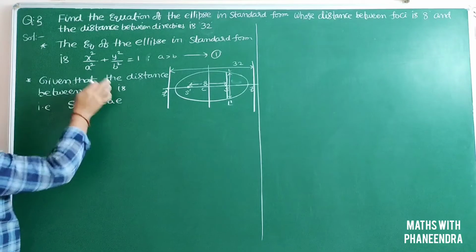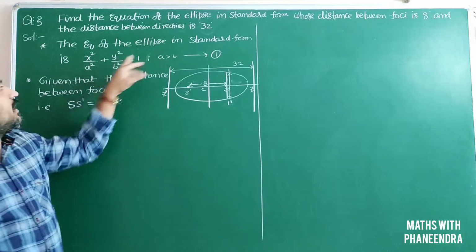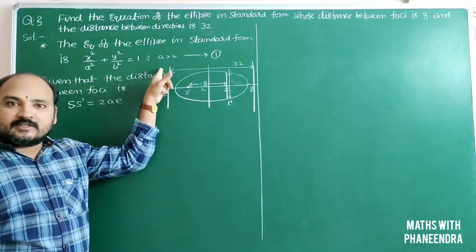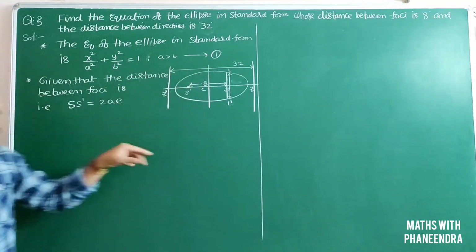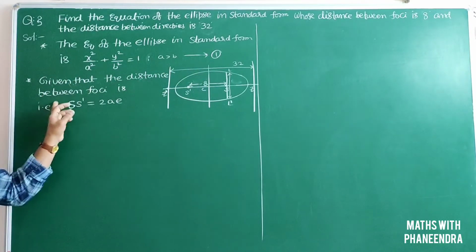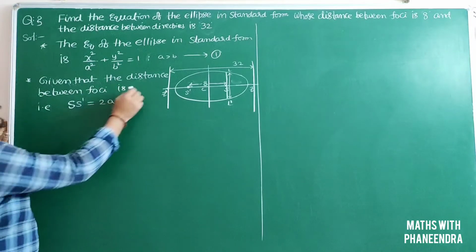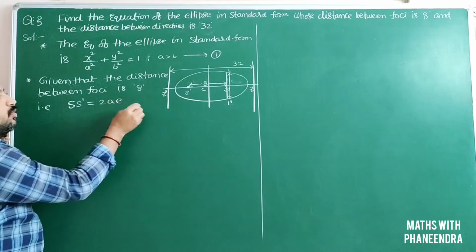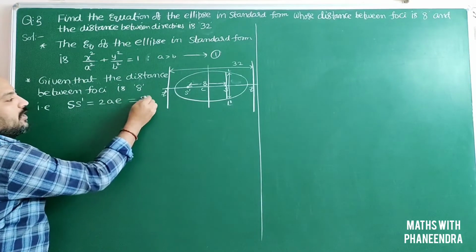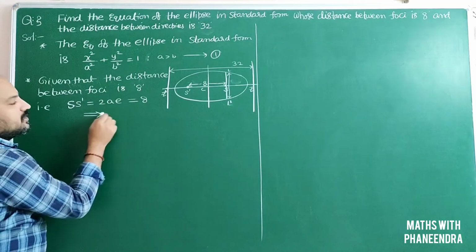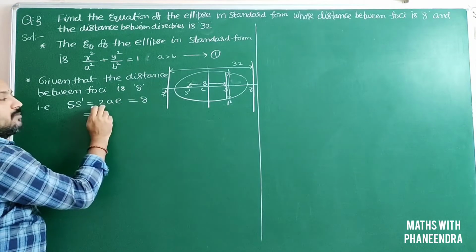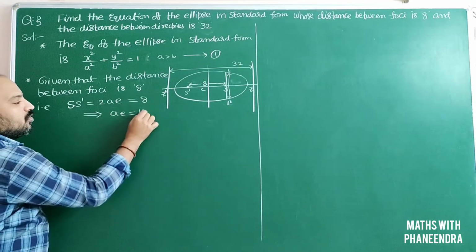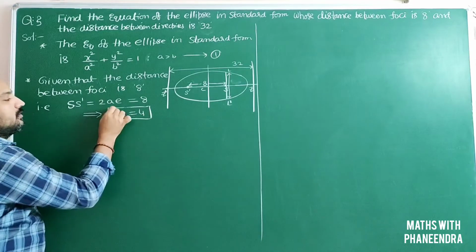Given that, let the required equation of the ellipse in the standard form be x square by a square plus y square by b square equal to 1, when a is greater than b. This is equation 1. Given that the distance between foci is 8, that is s dash equal to 2ae, which is equal to 8. That implies ae is equal to 4, we got it.